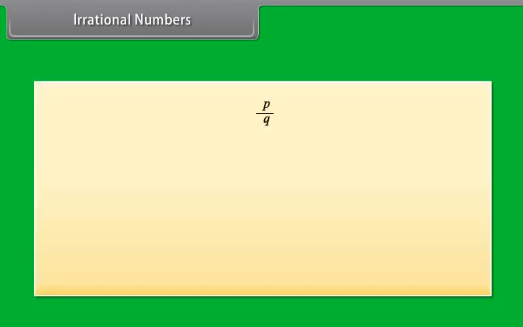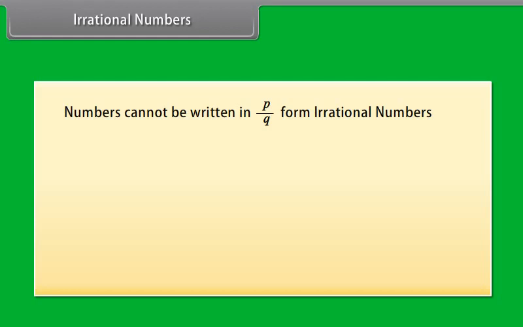Irrational numbers. You must be wondering if there are such numbers which are not in the form of p by q. Yes, there are numbers which cannot be written in the form p by q. Those numbers are called irrational numbers. For example, square root 2, square root 3, square root 7, 0.10110111011110 and so on, pi and so on.